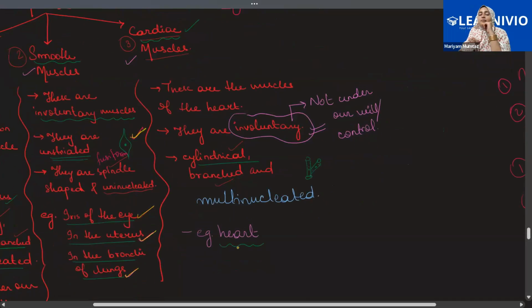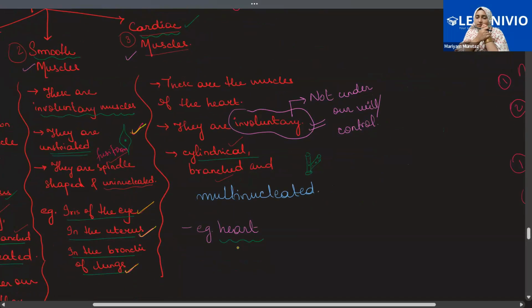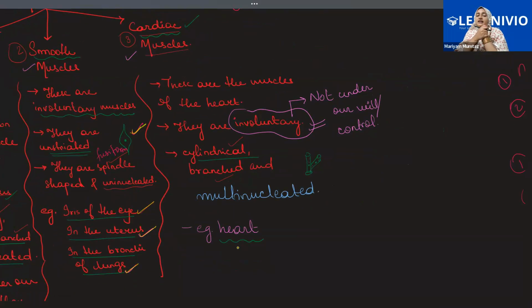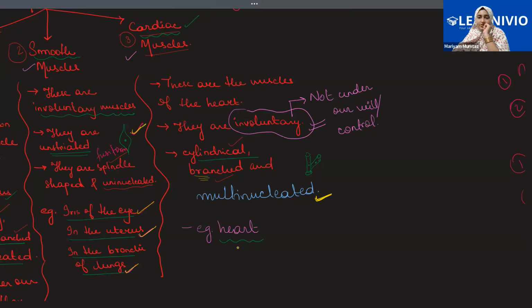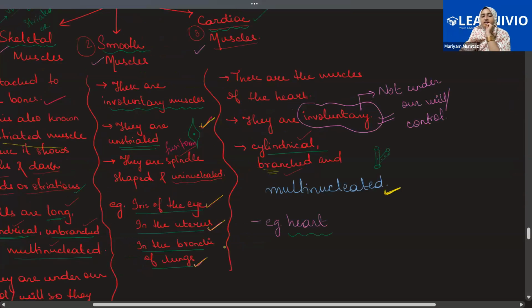Lastly, there comes the cardiac muscles. The name only suggests where it will be, right? It will be in the heart. So these are the muscles of the heart, and obviously there is no one who can stop his or her heartbeat. So, they are 100% involuntary muscles. They are also cylindrical, meaning they are cylinder-like, but they are branched cells. They are branched and multinucleated. Remember, skeletal muscles were not branched, right? They were multinucleated, right? But here they are branched and multinucleated, and the example is heart.